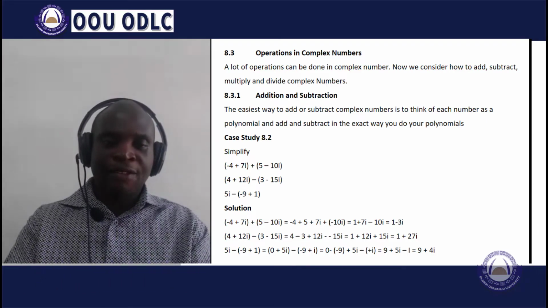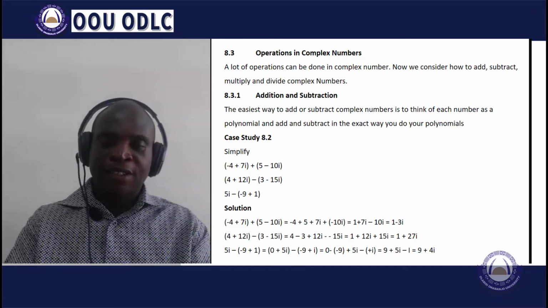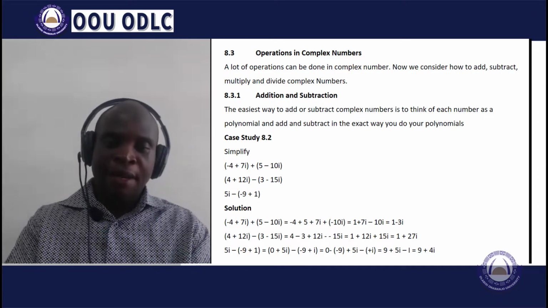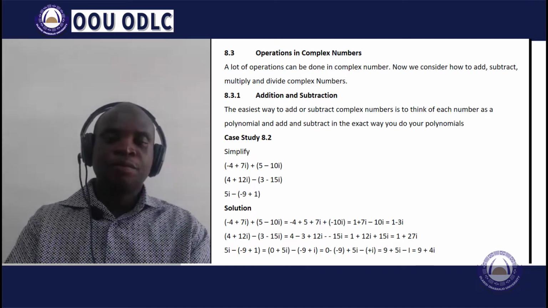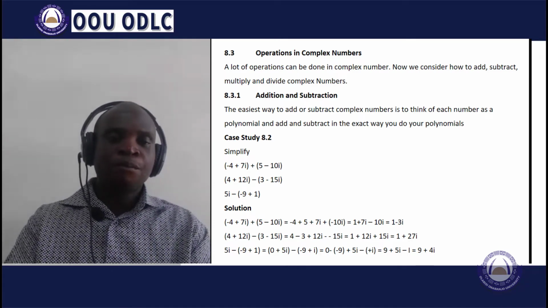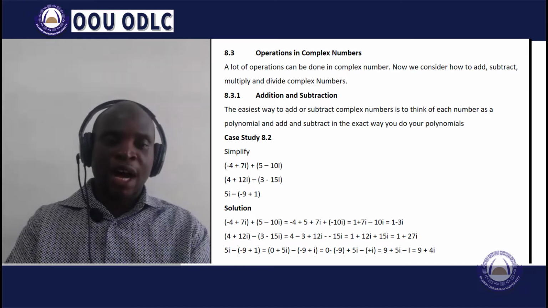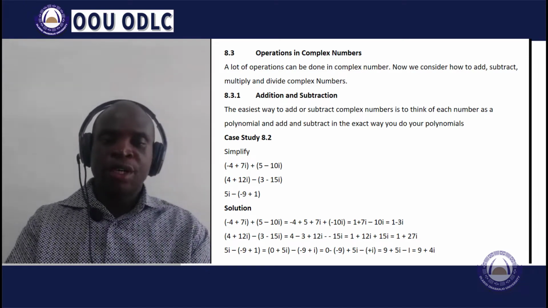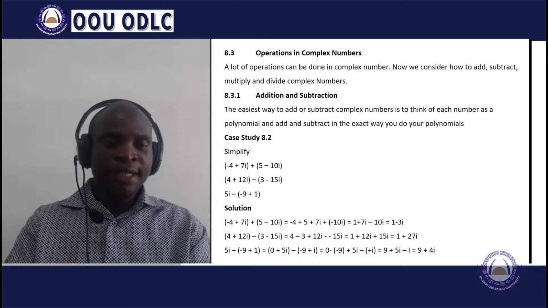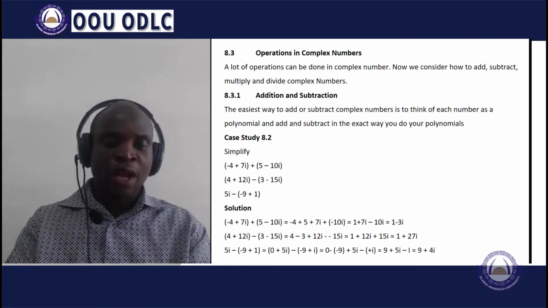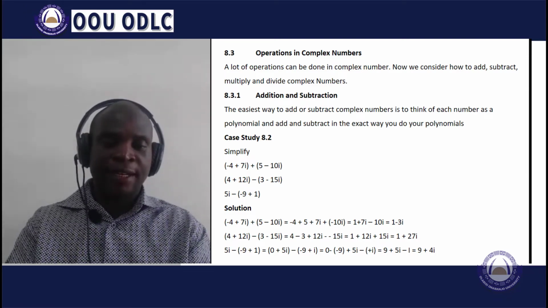Then, 7i plus minus 10i. That will be 7i minus 10i, which is minus 3i. So, the result for minus 4 plus 7i plus, open bracket, 5 minus 10i is nothing but 1 minus 3i. The second one, 4 plus 12i minus, open bracket, 3 minus 15i.